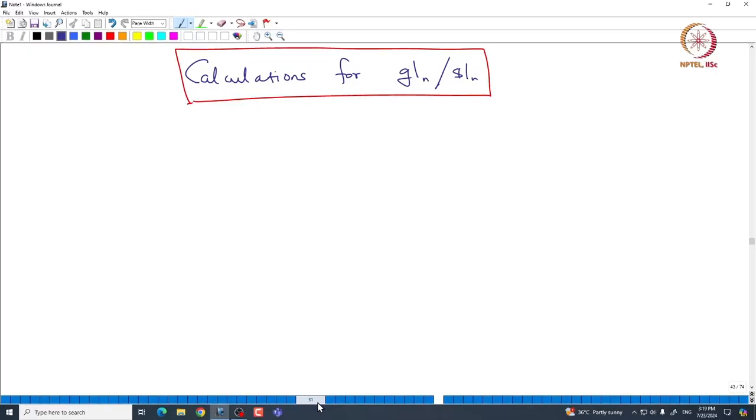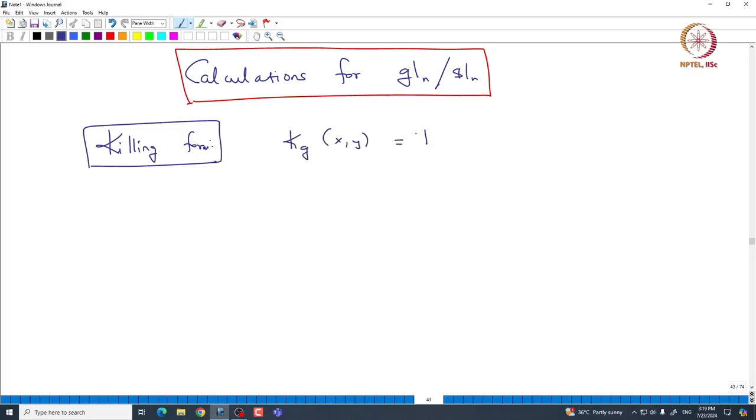Welcome back everyone. In this lecture, we will actually compute the Killing form for GLN and SLN very explicitly. So we will do the direct computation as well as use the theory to compute. Let us recall what the Killing form is. Here is the definition, denoted by kappa_G of x comma y. It is given by the trace of ad x composition ad y, and it is a form on the space G.